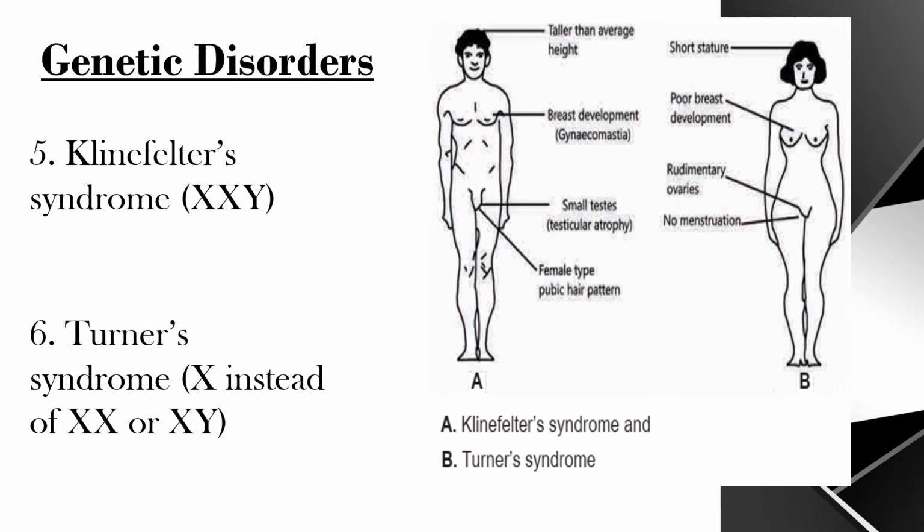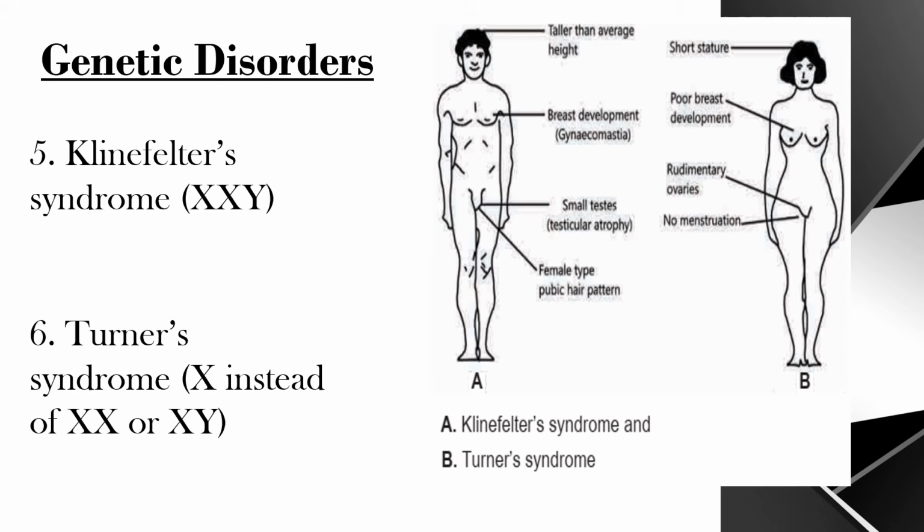Letter A is the Klinefelter syndrome. They are taller than average height. Ang kanilang breasts ay nagkakaroon ng development. They have small testes, and the pubic hair pattern is a female type. Men with this condition are usually sterile and tend to have longer arms and legs. They are often shy and quiet and have a higher incidence of speech delay.